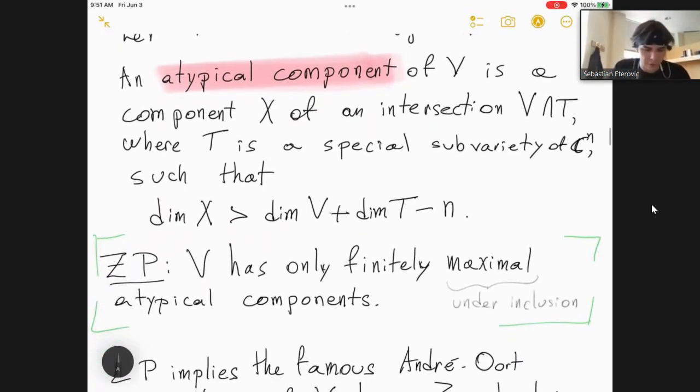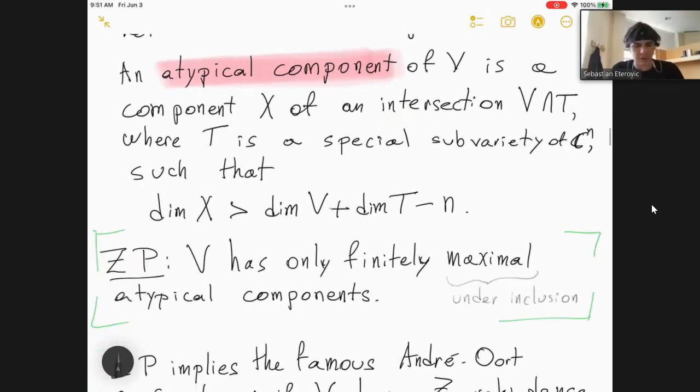So the Zilber-Pink conjecture is written here. It's not so long, as you can see. It says that any algebraic variety has only finitely many maximal atypical components. And maximal means under set theoretic inclusion. And so, like I said, this is a very important conjecture. It's an open conjecture, and it's at the center of a lot of research these days.